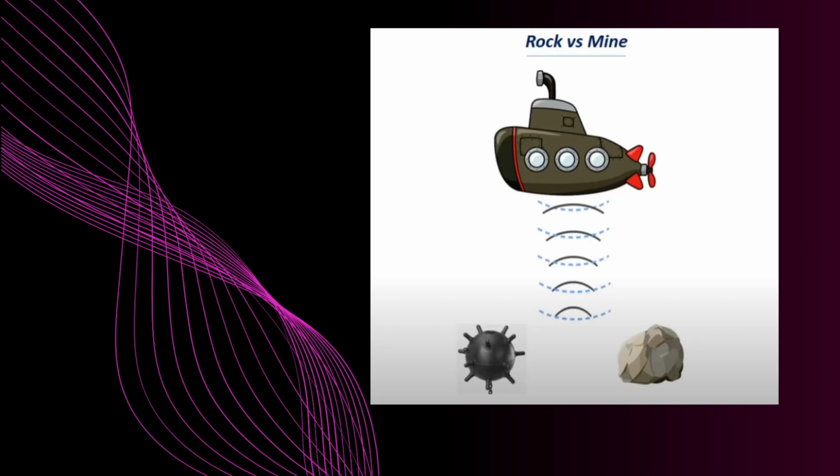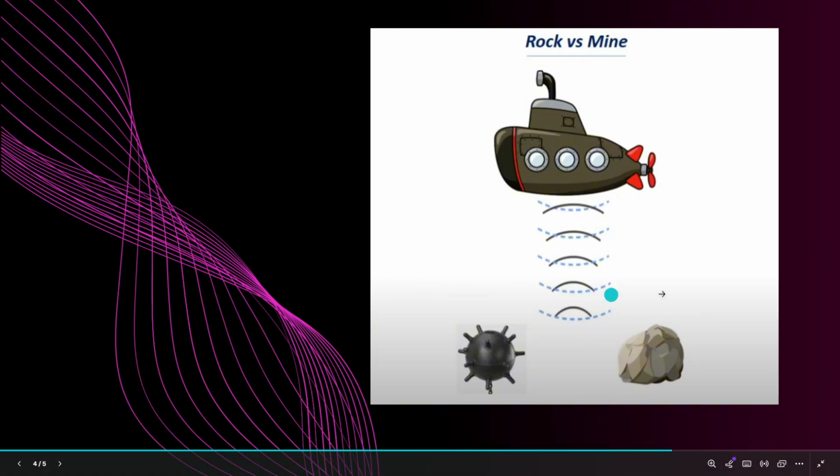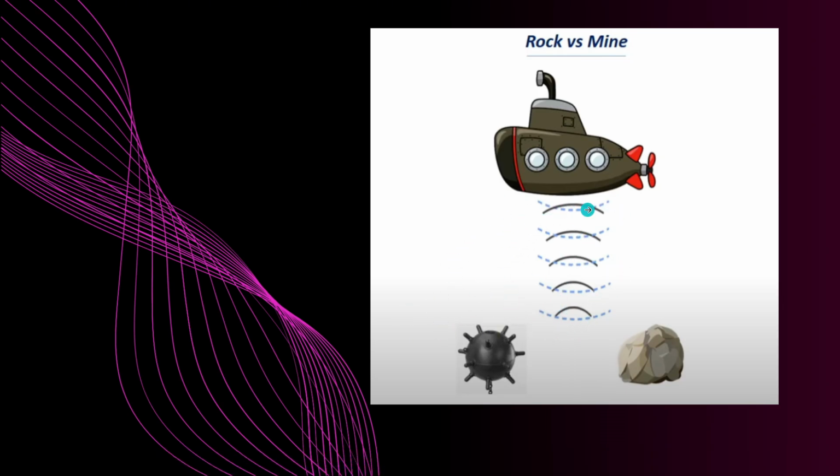Hi guys, in this video we'll be doing another machine learning project called rock versus mine prediction. Let's say there is a submarine under the ocean and it has to predict whether there is a rock or a mine. How? With the help of ultrasound. It will release the ultrasound and receive some data. Based on this data, it has to predict whether it's a rock or a mine.